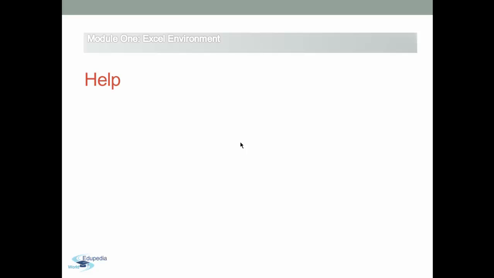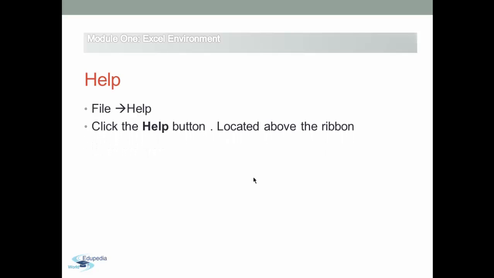When you buy a new television set or a new printer, you get the manual with the new machine. Also, you have the manual for your Excel. You can launch help in three different ways: from the File or backstage view and click Help, or click the Help button located above the ribbon, or use the keyboard shortcut by pressing F1.